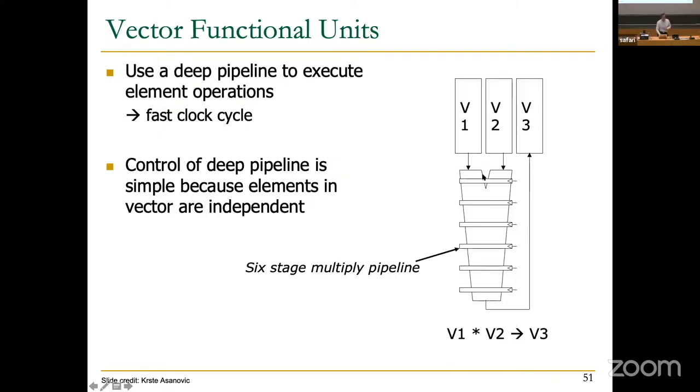In this case, we're looking at a 6-stage multiplication pipeline. Right? After 6 cycles, the first element result is available and placed into the destination register, or the 0th element, I should say. And every cycle, because of the pipeline, you get 1 element per cycle. Initially, you fill the pipeline, but you get 1 element per cycle throughput from the functional unit. Based on all the pipelining principles, this is true, right? And here, the control of this deep pipeline of the functional units is simple because elements in a vector are independent.